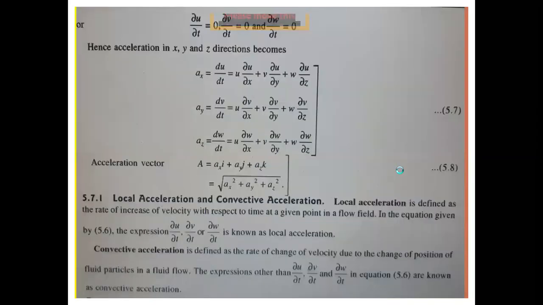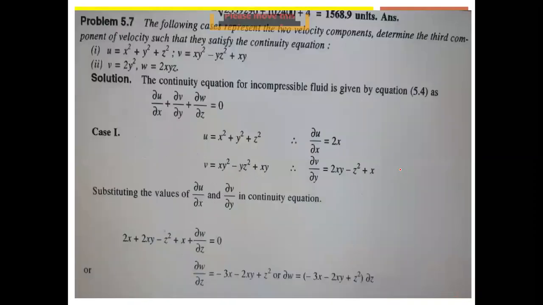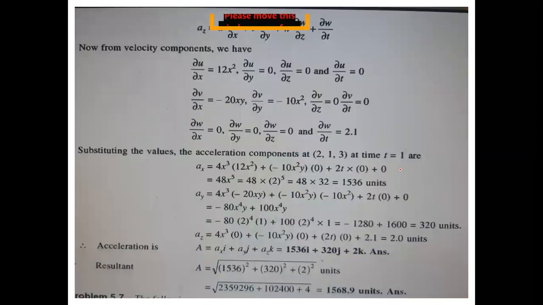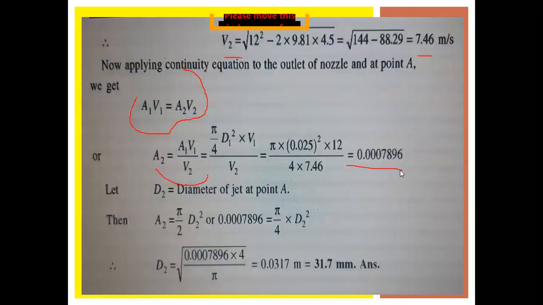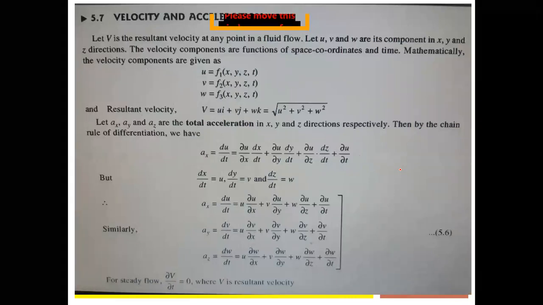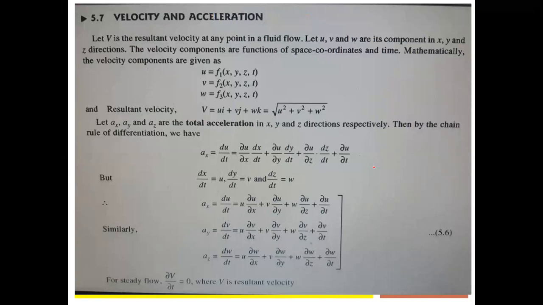The next topic is velocity and acceleration. Hope you understood the problems of one dimension, two dimension, and three dimension. Just raise your hand or chat me. Have you understood the problems or not?